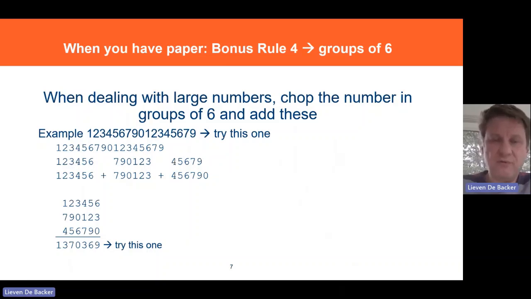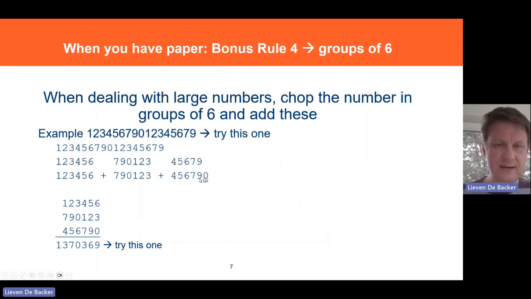There's a bonus rule for bigger numbers. So if you have a piece of scrap paper, you can apply rule number 4, which explains that you can chop the big number in groups of 6 and then add all these numbers together. So if you have this big number of 17 digits, you chop it in parts of 6.